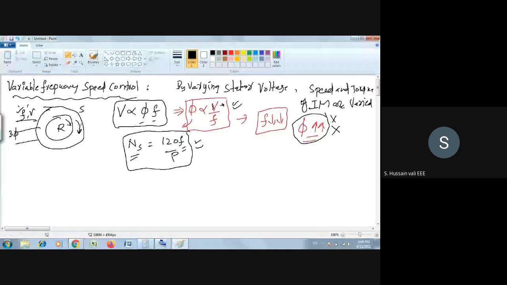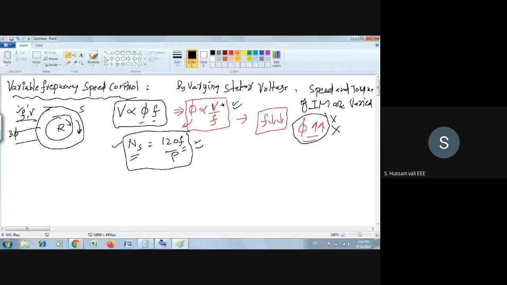Based on the construction and the principle, you know very well that the rotor always follows the synchronous speed. So if the synchronous speed changes, your rotor speed is also supposed to change. So there is a relationship between speed and frequency. From this simple equation, we can say that by varying the frequency, you can vary the speed also.